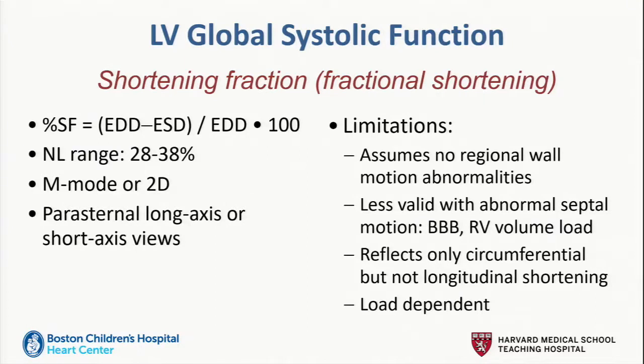And then finally, it's load dependent. Your shortening fraction will vary with your preload and your afterload, and doesn't necessarily tell you how good those individual myofibers are working, how good the contractility is. So you could have great contractility, but very high afterload, and you would get a low ejection fraction, even though that contractility, that intrinsic force-generating capacity of the myocytes, is still intact and healthy. So shortening fraction won't tell you necessarily how good those myocytes are working.